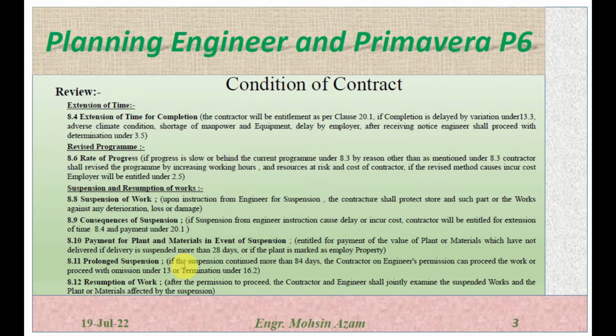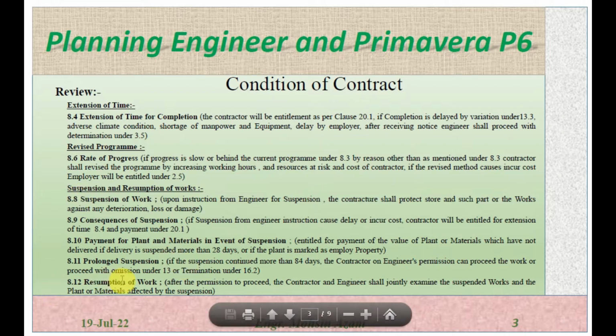If the suspension continues more than 84 days, the contractor, with the engineer's permission, can proceed with the work or proceed with the omission under subclause 13, which is variation, or he can proceed with the termination under subclause 16.2. So if the suspension is prolonged more than 84 days, the contractor can start execution of the work, or he can terminate the contract under subclause 16.2, or if the suspension is for a part of the project, he can proceed with the omission under subclause 13.